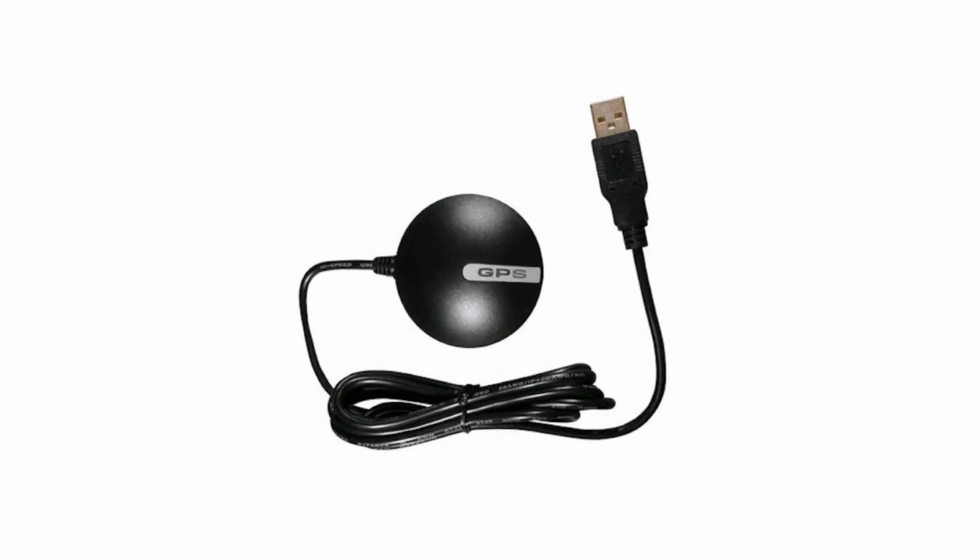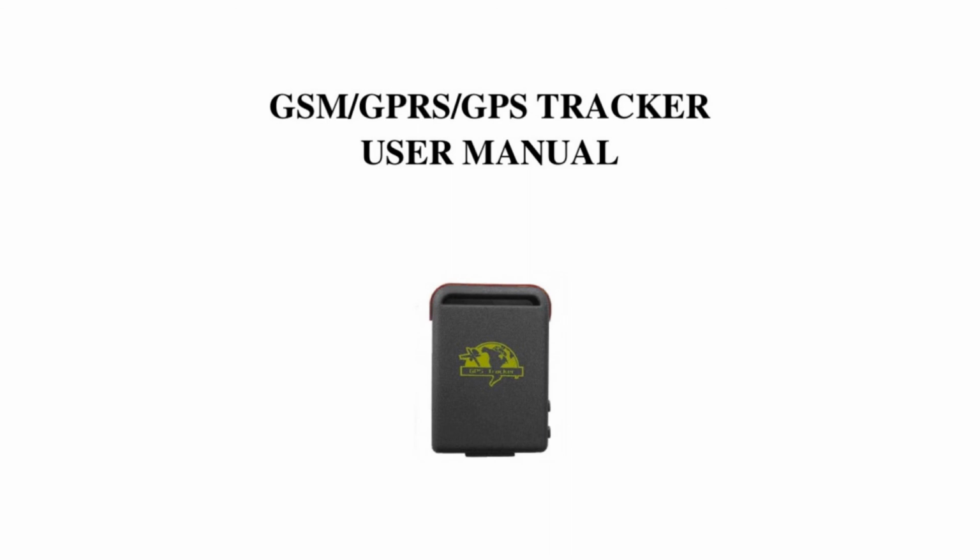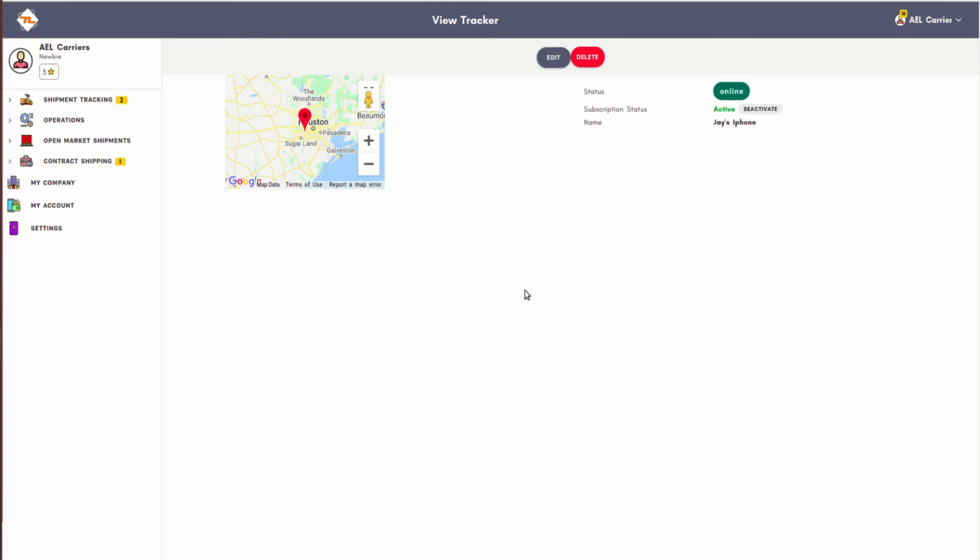Some models can be configured by connecting the tracker to a computer. Please refer to the user manual on how to do this. If the tracker is set up properly, you will start seeing the current location of the tracker.